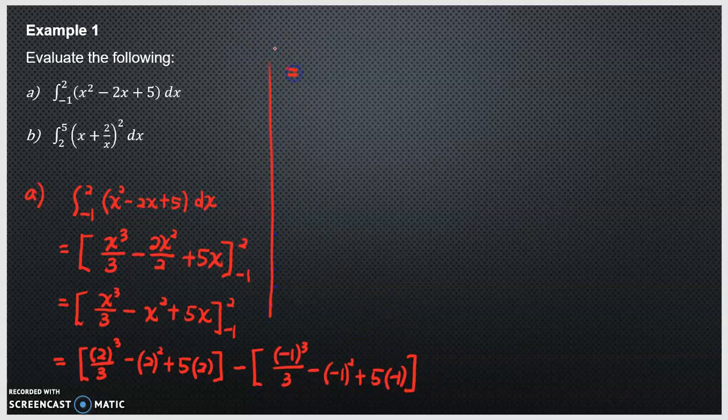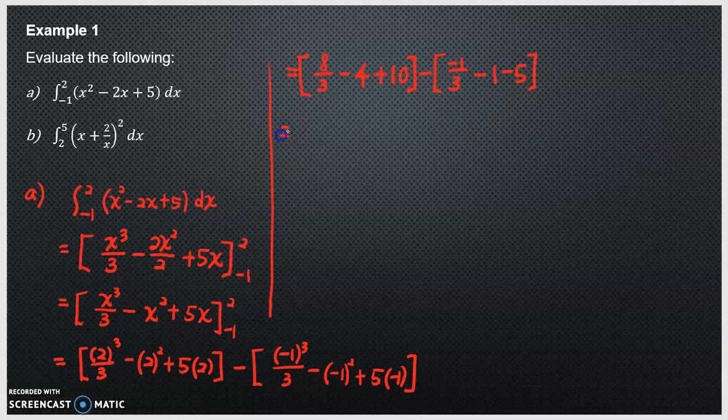From here, I try to simplify. 2 to the power of 3 is 8, so here is 8 over 3, minus 2 squared is 4, plus 5 times 2 is 10. This is the first part. Minus, -1 to the power of 3 is -1, so it's -1 over 3. -1 squared is +1, so there is minus 1. Finally, 5 times -1 is -5.